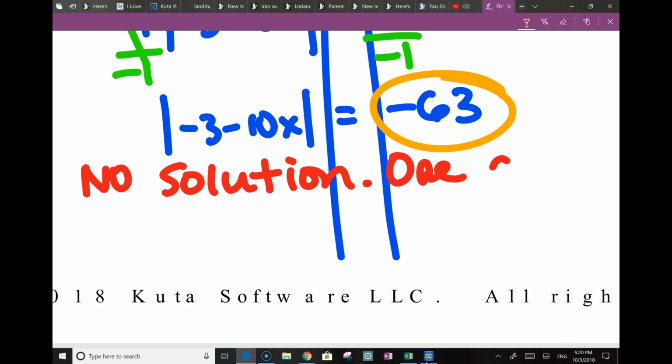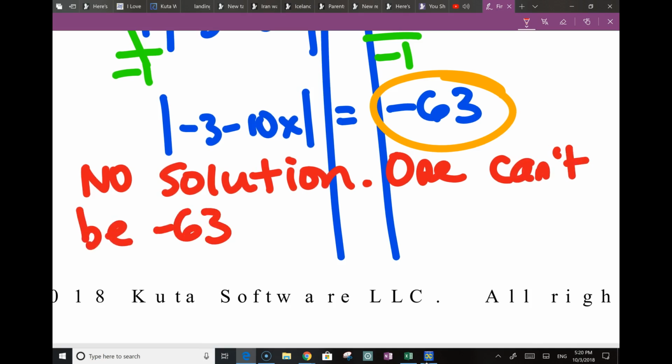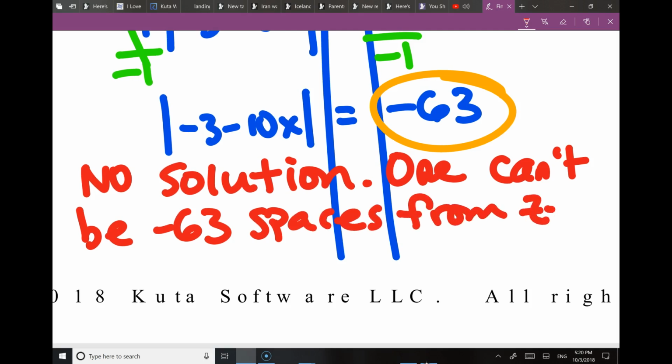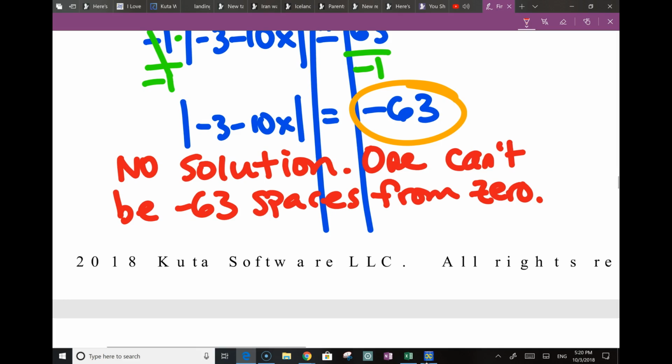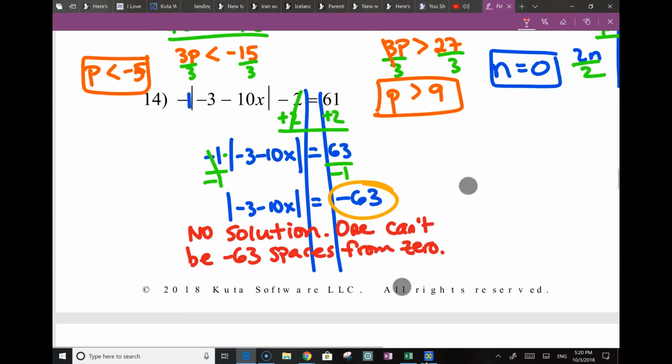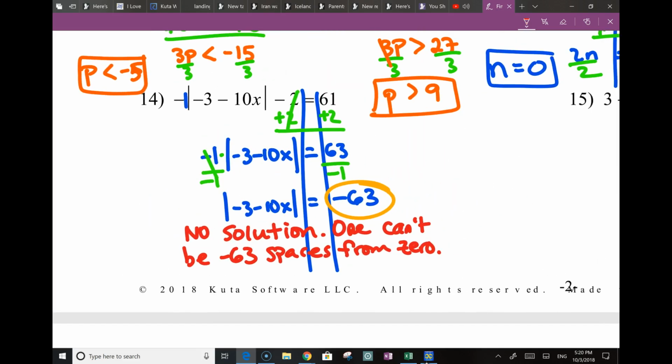I'm going to write it this way. 1 can't be -63 spaces from 0. Not 1 as in the number 1, but 1 as in anyone or anything. Nothing can be negative spaces from anything. All right, that's number 14.